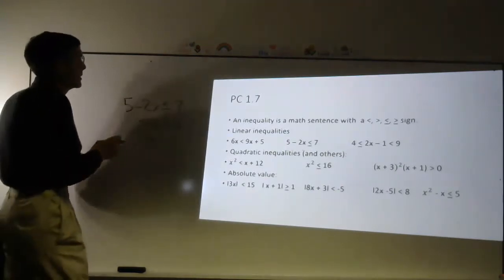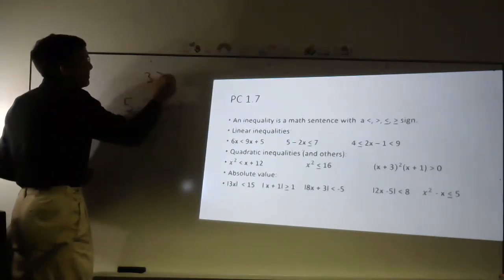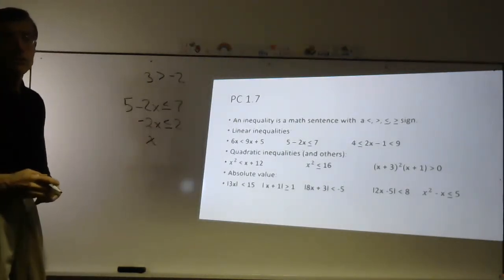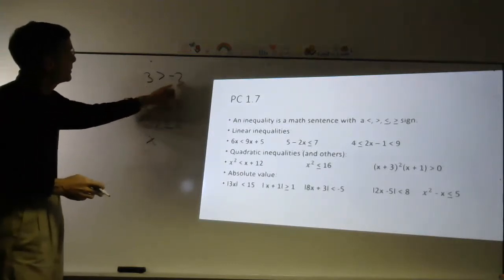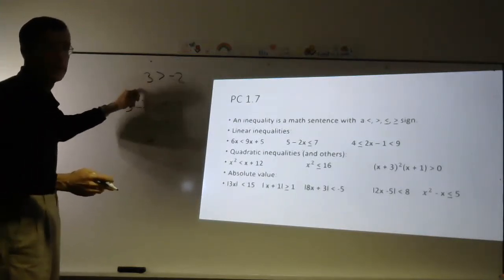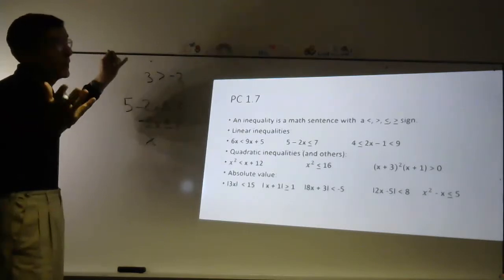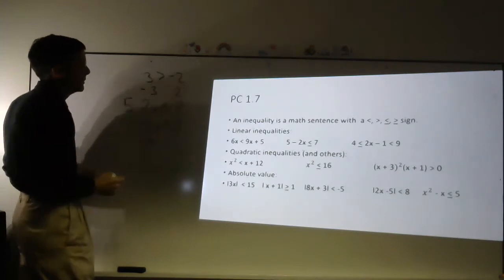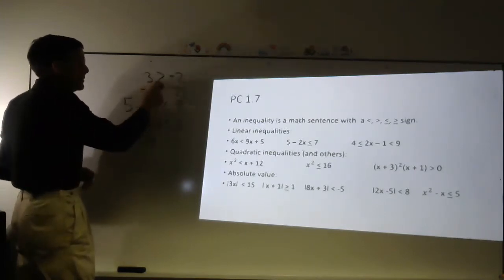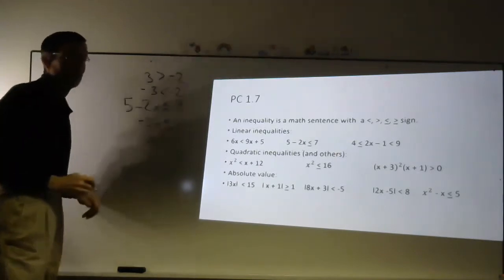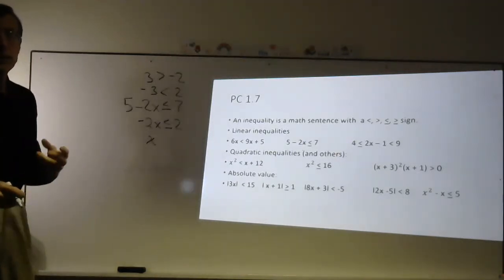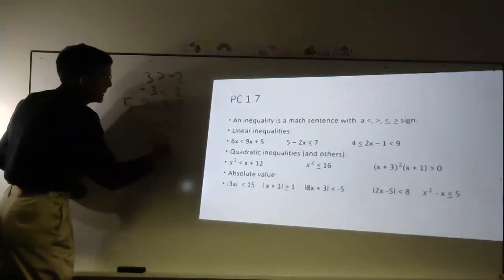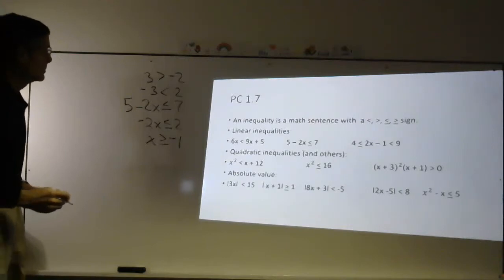For instance, forget this problem. We know that 3 is bigger than negative 2, right? If I divide both sides by a negative 1, or multiply by a negative 1, I don't care, you're going to get negative 3 and positive 2. And the only way that can be true is if you flip that sign around. So multiplying or dividing by a negative, you have to flip the sign around, and I get x is bigger than or equal to negative 1.